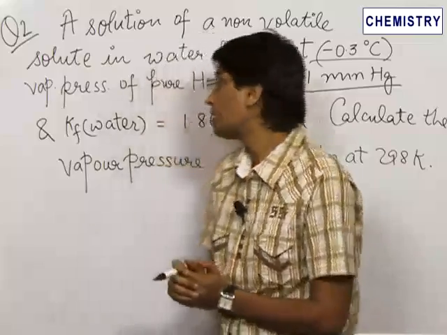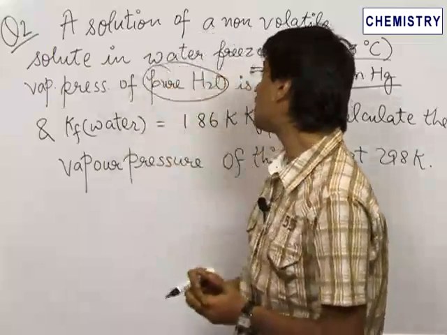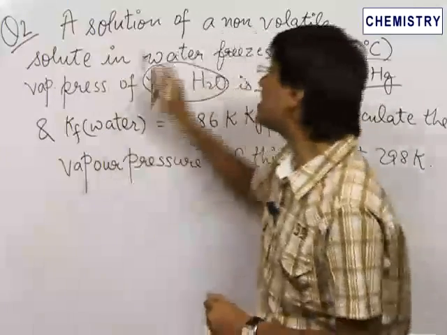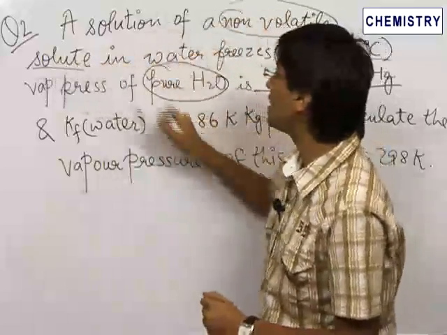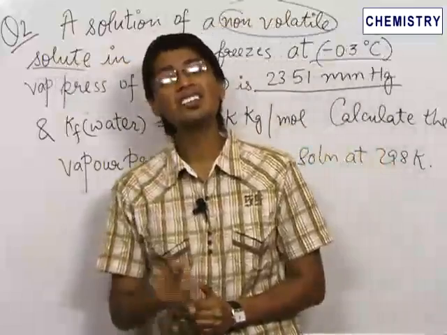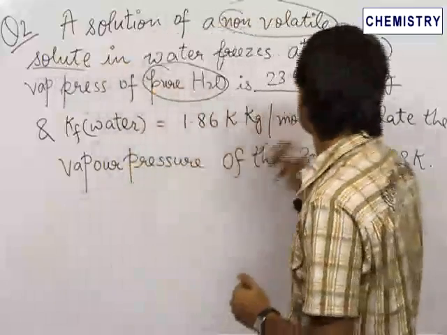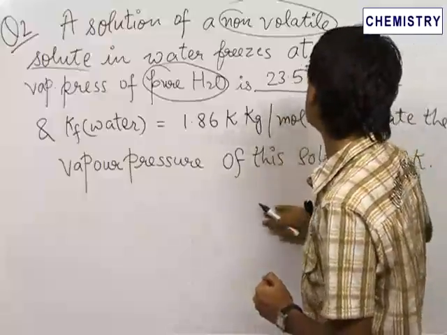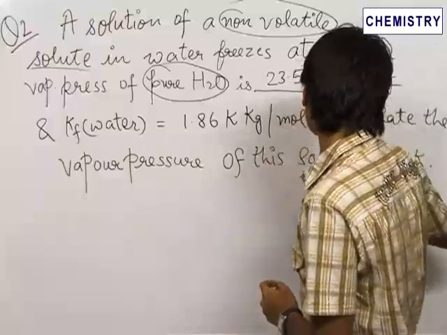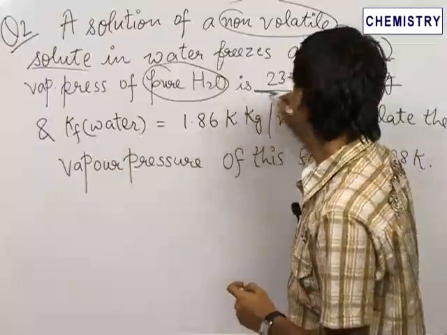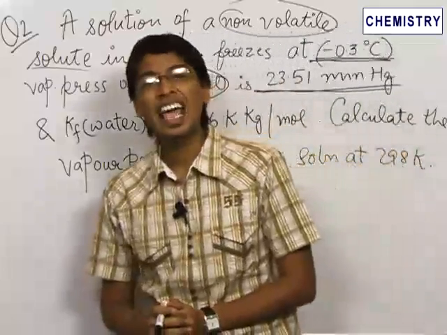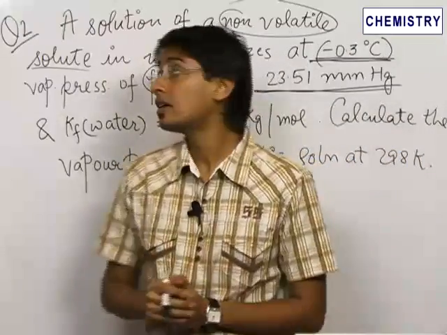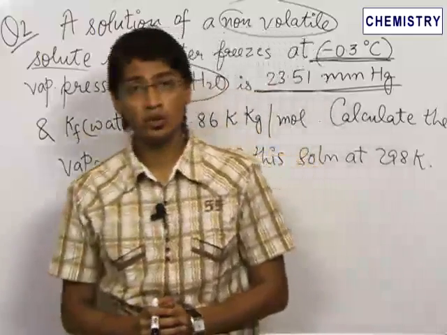Now what happens? There is a pure solvent, water, present over here, and we know that water freezes at 0 degrees Celsius. But when this non-volatile solute is added to this pure solvent water, there is a lowering of vapor pressure of water. It is given that this solution freezes at minus 0.3 degrees Celsius. Vapor pressure of water is given to be 23.51 millimeters of mercury, and we need to find the new vapor pressure of the entire solution, which comprises water as well as this non-volatile solute.